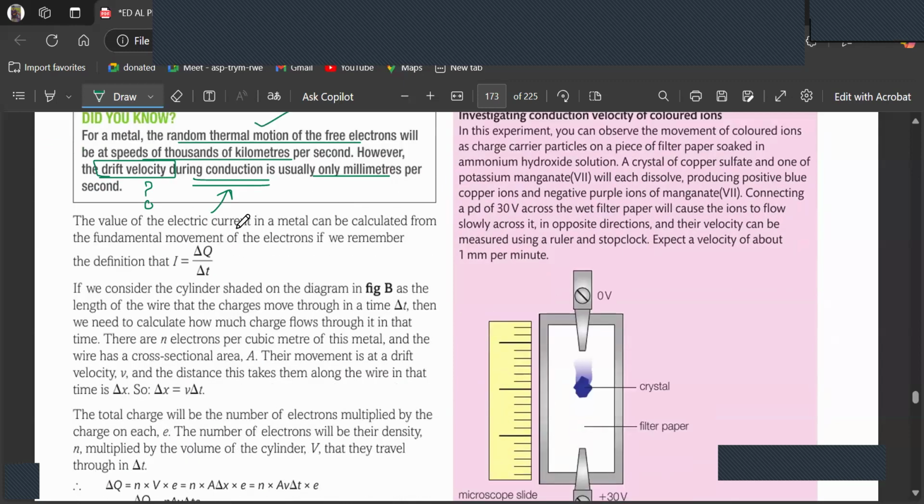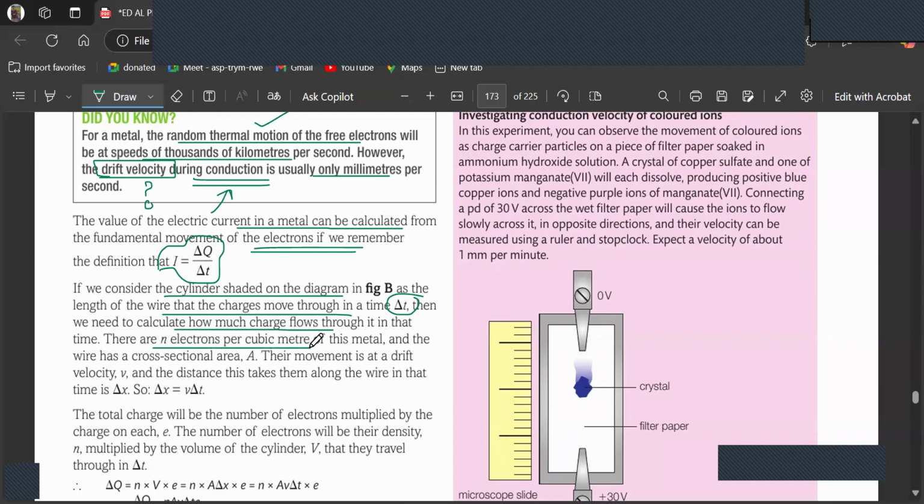So the value of the electric current in a metal can be calculated from the fundamental movement of the electrons, if we remember that current is equal to charge per unit time. And if we consider the cylinder shaded on the diagram as the length of the wire that the charges move through in time t, we need to calculate how much charge flows through it in that time as well.